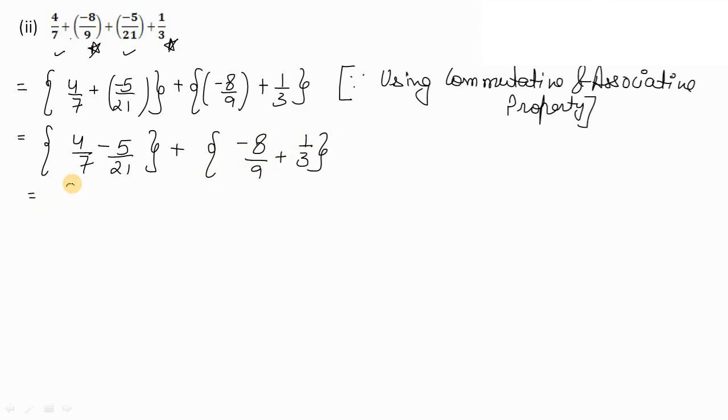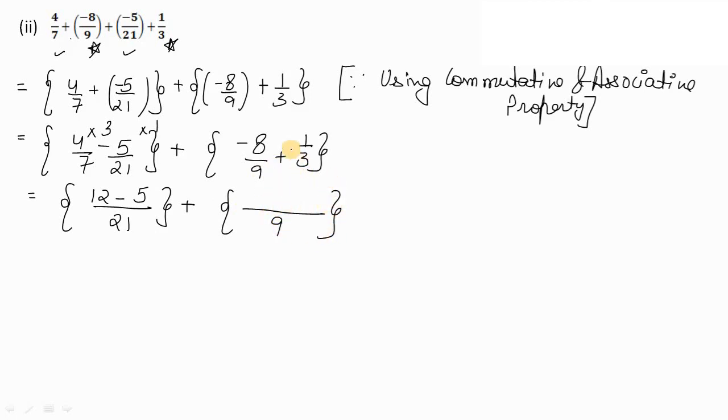Now we have to take the LCM of 7 and 21. The LCM will be 21. Now 21 comes in the table of 7 at 3, so we are multiplying 4 with 3, which is 12. And in the table of 21, 21 comes at 1, so we are multiplying 5 with 1. So it will be 12 minus 5 in the first bracket. And in the second bracket, the LCM of 9 and 3 will be 9 only.